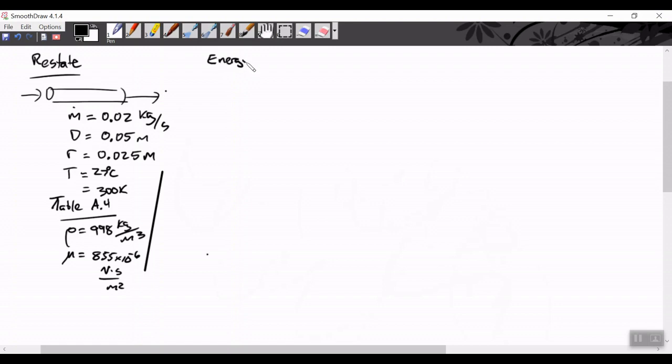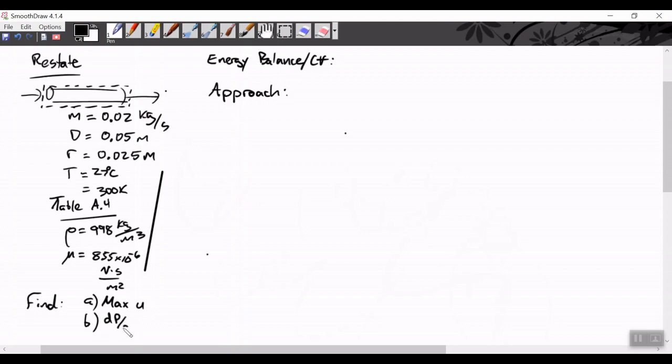Next, we will do our energy balance / control volume step. We always do. And for that, I'm just going to draw a control volume around our pipe, because we're looking at the pipe in total. Oh, I forgot to tell you what we're even looking for. The two things we're asked to find in this problem are A, the maximum velocity in the x direction we will experience in the pipe, and B, what is the change in pressure with respect to x.